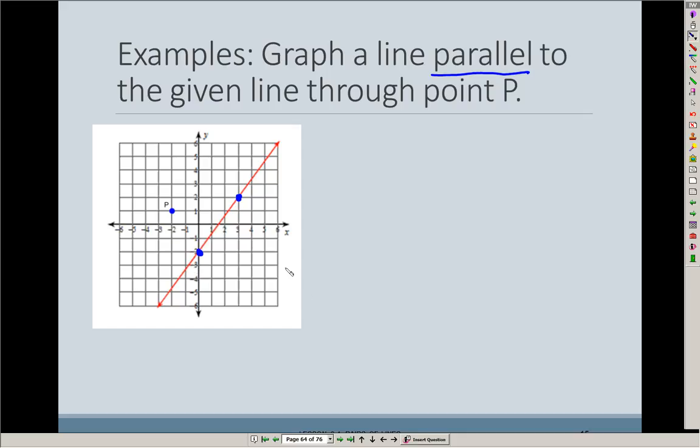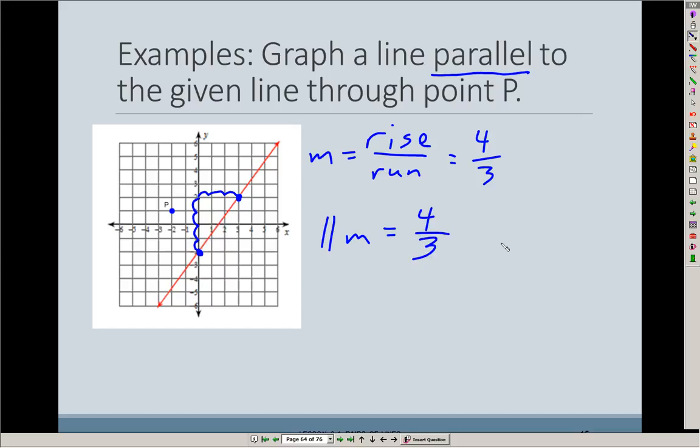Let's check the rise and the run. From here to here, I'm going up 4, and I'm going right 3. So if the slope is rise over run, I am rising 4 and running 3. Now the parallel slope is equal to that, which is 4/3. And if I need to, I can also think of that as being negative 4 over negative 3.